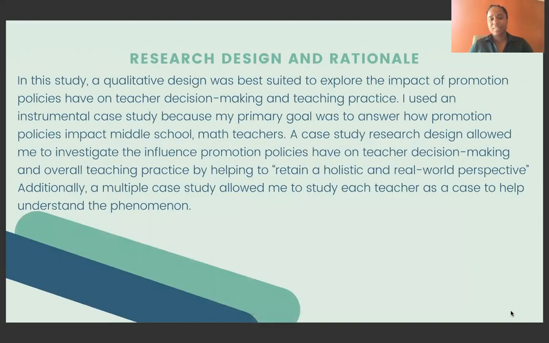So why did I choose this design? I believe a qualitative design was best suited to explore the impact promotion policies had on these teachers. I used an instrumental case study because my primary goal was to answer how promotion policies impact these middle school math teachers. A case study research design allowed me to investigate the influence that promotion policies had on teacher decision-making and their overall teaching practice. And it helped me to retain a holistic and a real-world perspective. Additionally, a multiple case study allowed me to study each teacher as a case to help me understand the phenomenon.